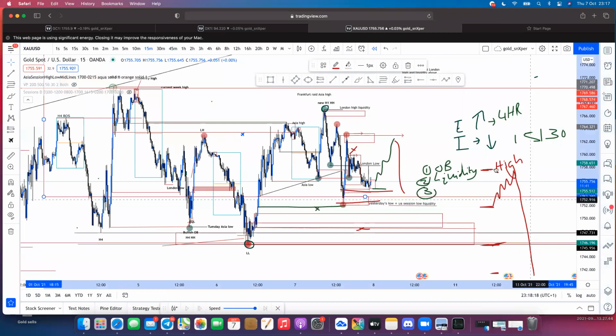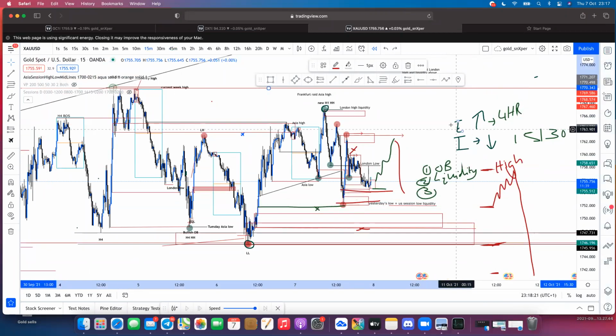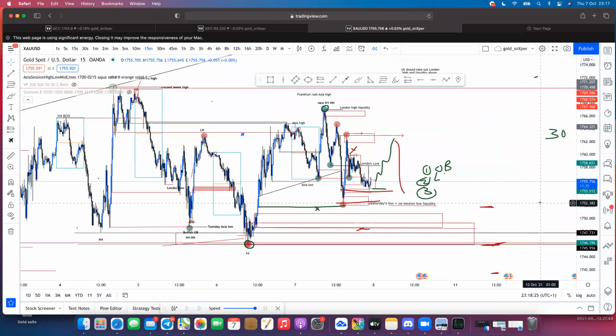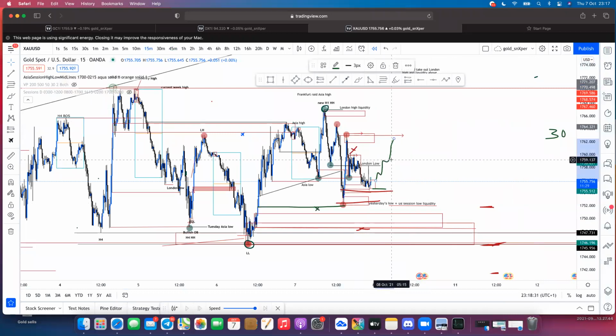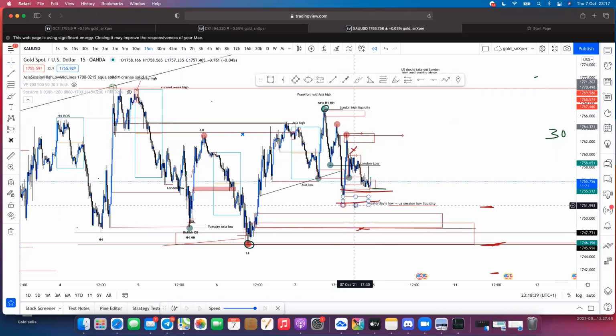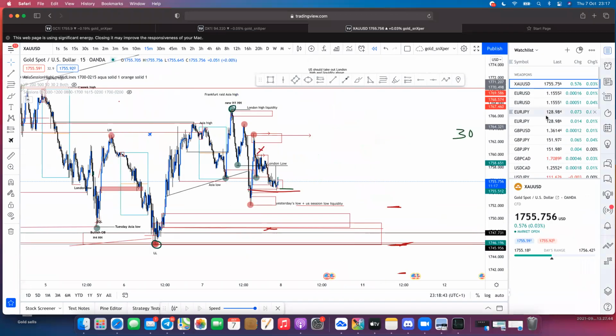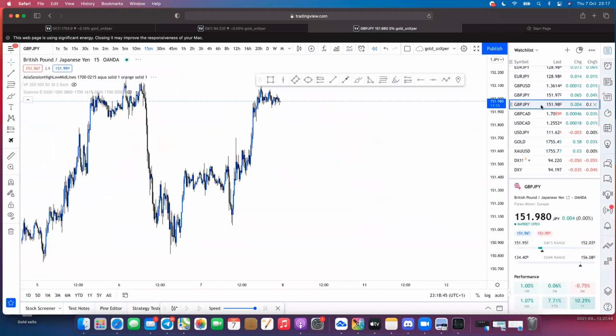Are we good? I'm good. Should we call it time there, guys, or any more questions? Can I ask your view on pound yen? I haven't really looked at that all week, to be honest with you guys, but I'll have a quick look. Pound yen.